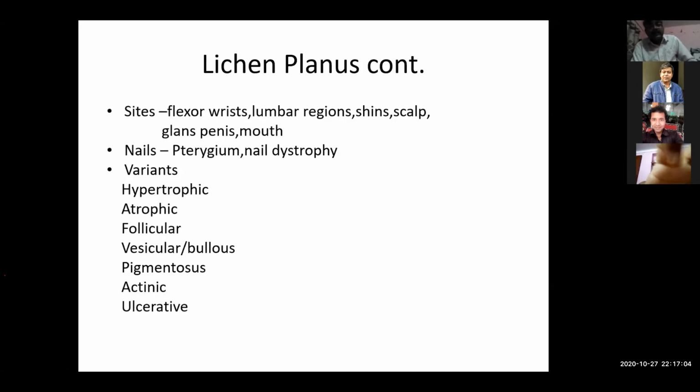So what are the sites? Initially I was comparing with psoriasis. I had mentioned it has a predilection for the flexors, though it can be generalized too. So the flexor wrists, the lumbars, the shin, the scalp, typical variant sites.